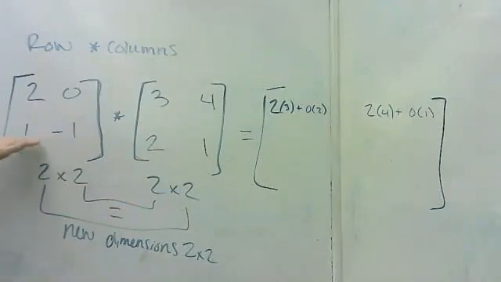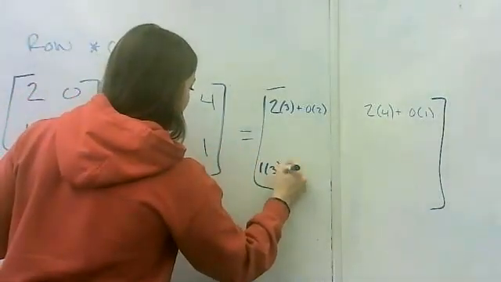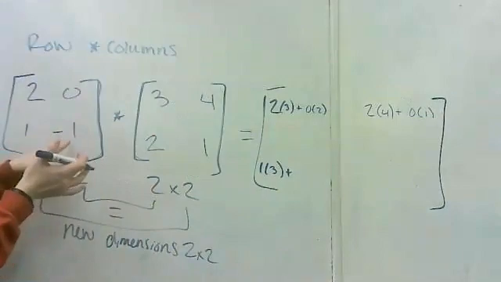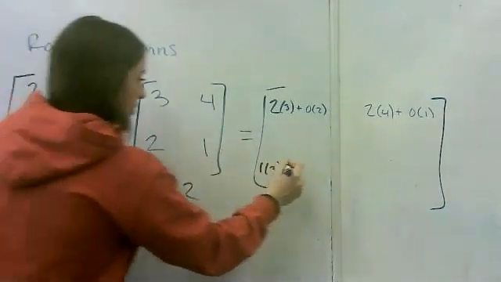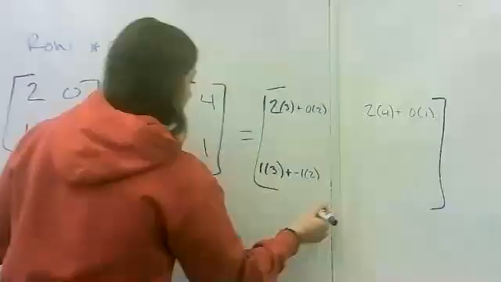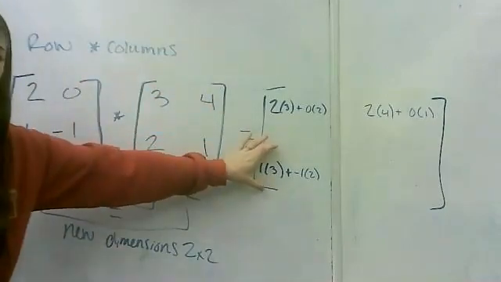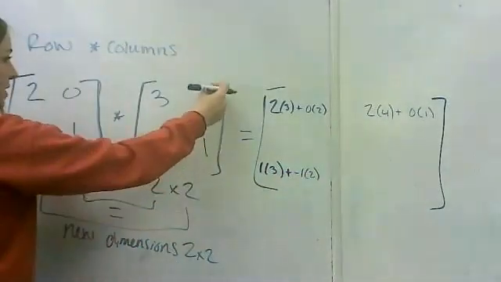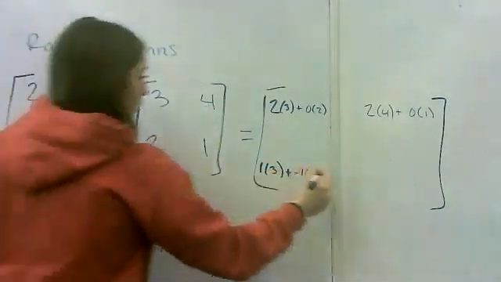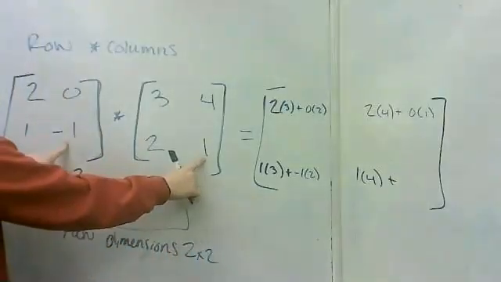Onto my second row and my first column. So 1 is my first term, 3 is my first term. So 1 times 3 plus everything is still in that second row, -1 times 2. Okay, that's the end of that term. So now I move on to my last and final term. Second row, second column, 1 times 4 plus -1 times 1.